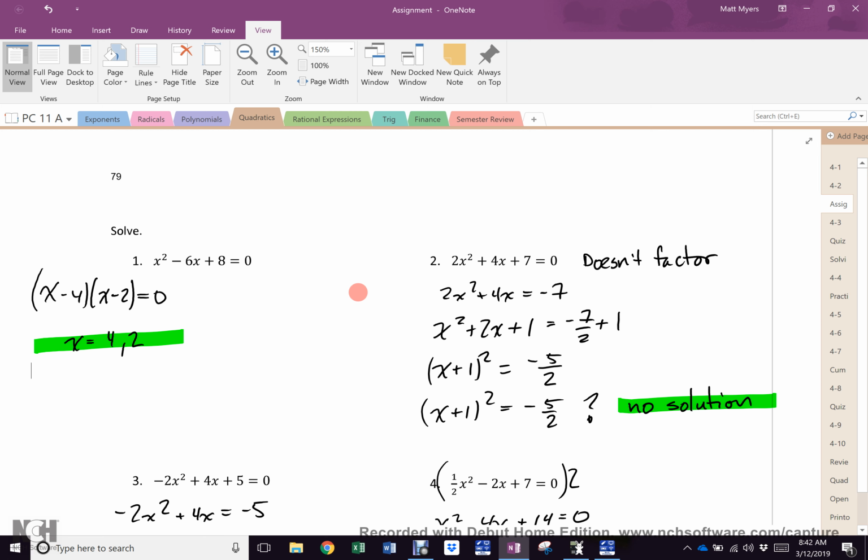All right, there is number 1 and 2. Why is this no solution? Can anything squared ever equal a negative number? No, because when you square anything, what do you get? A positive number. Negative x squared is positive. You cannot have this. Now, what does this mean?